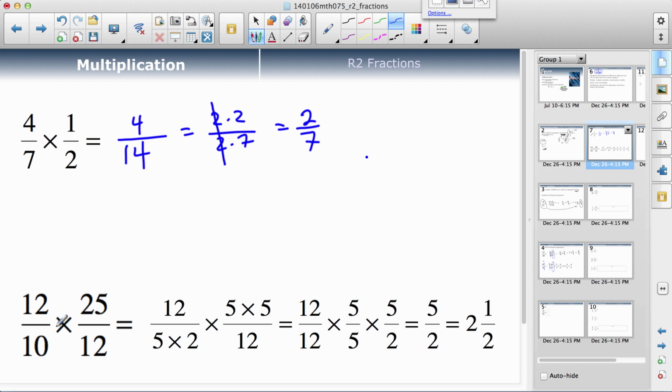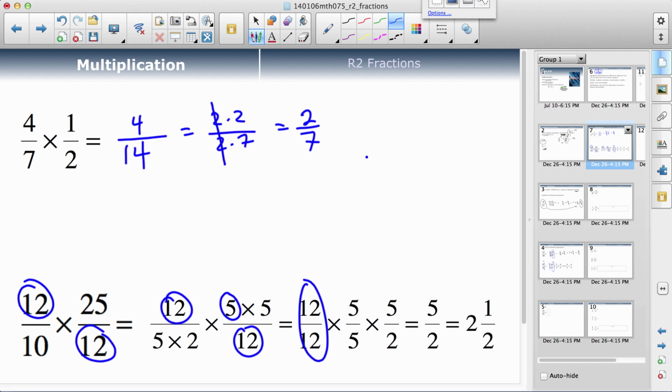I was going to have you try this one on your own. You can take a look to see how I did it there. I just left the 12 alone because I saw a 12 here and a 12 there, and so I left those alone. 10 I simplified, or rewrote. 25 I rewrote. And then here I've got 12s, so I wrote them there.